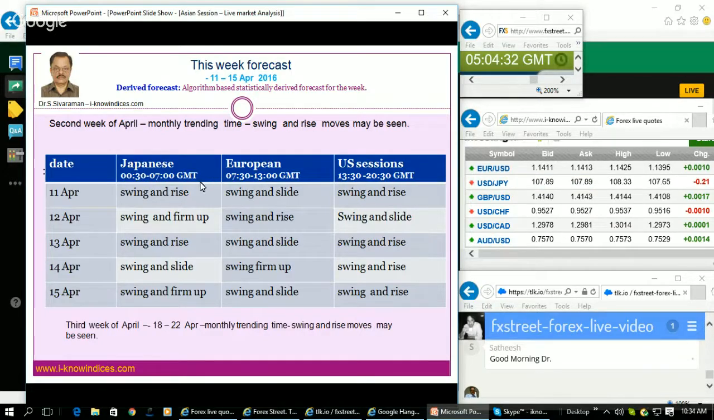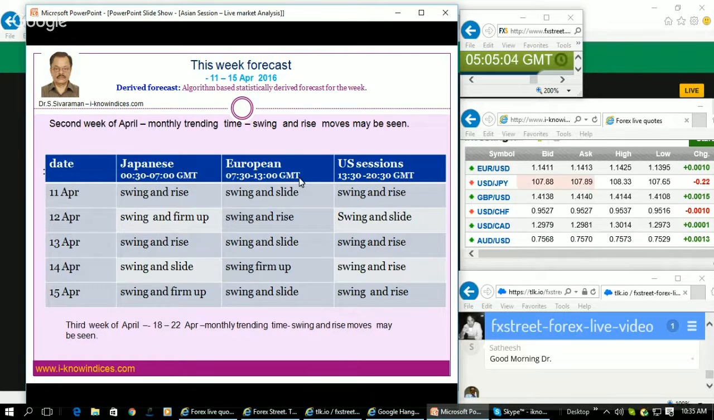The timings of the sessions are given here, and this is based on the daylight saving system time, so you can make a note of it. It may differ from how analysts conventionally use the timings, like the Asian session, the European session, London session, New York session. All those things might appear sensible, but actually the players follow this particular time.